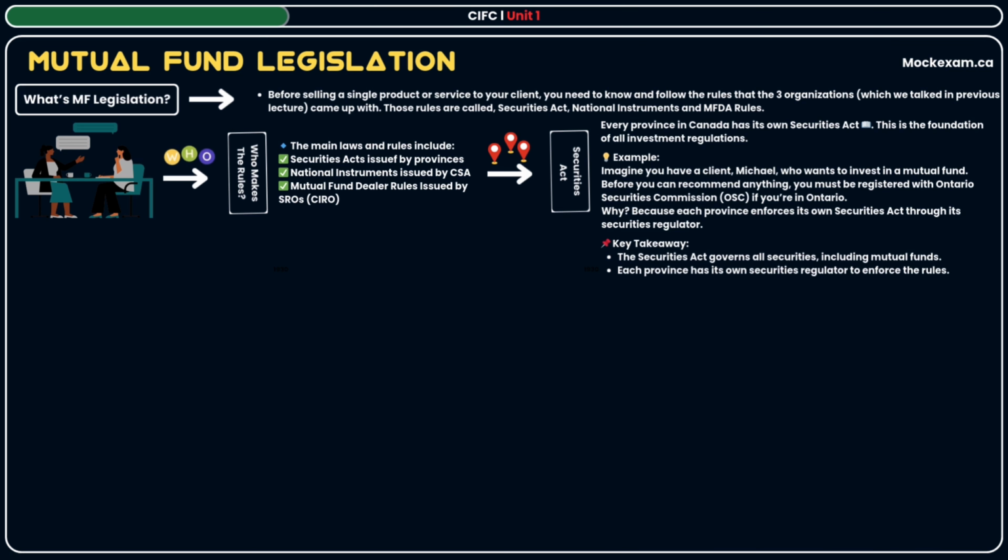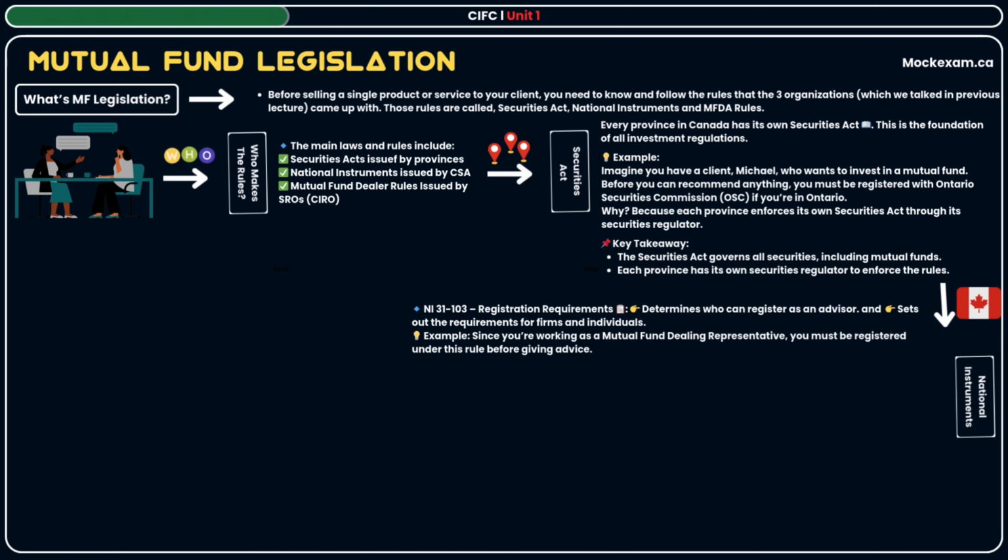National Instrument 31-103. What does it say? It covers the registration requirements. What do I mean by that? It determines who can register as an advisor, and it sets out the requirements for firms also. So, National Instrument 31-103 covers all the registration requirements. Let's elaborate with an example. Since you are working as a mutual fund dealing representative, you must be registered under this rule before giving advice.